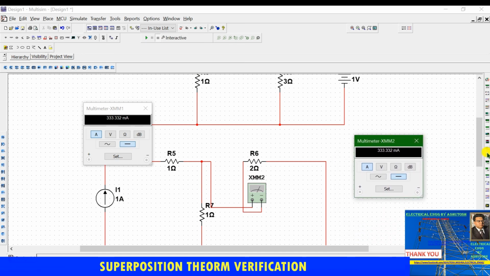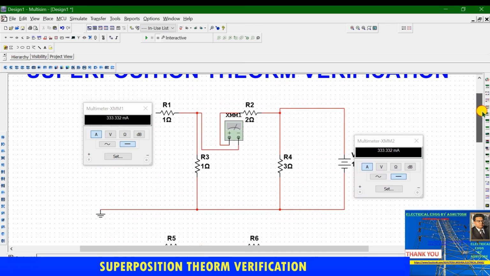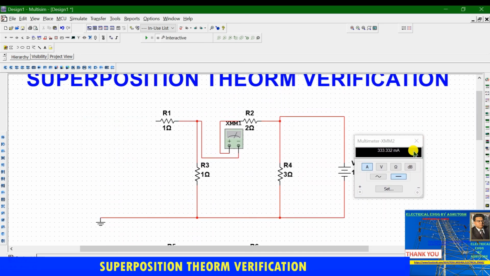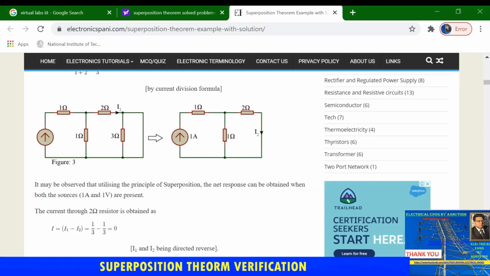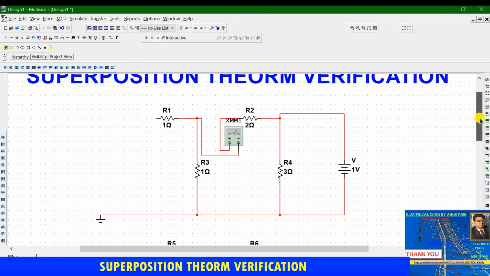Now we will see the total current in our third circuit. Okay, what is the answer? Total current becomes 0. The current through the 2 ohm resistor, due to the superposition theorem, is I equal to I1 minus I2, that is 1 by 3 from the first case minus 1 by 3 from the second case, and it becomes 0 ampere. Now we will verify this.